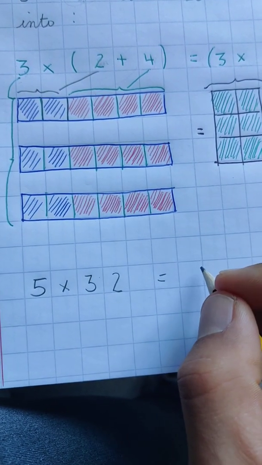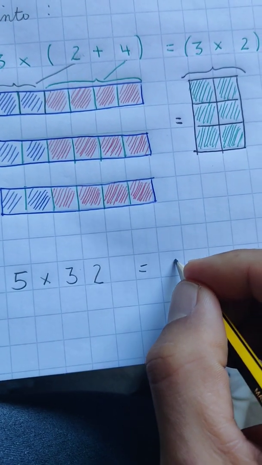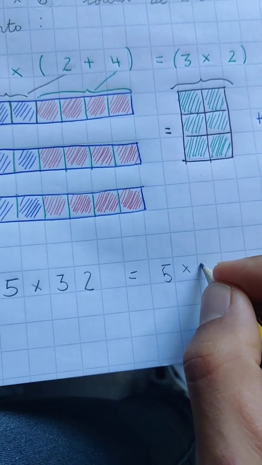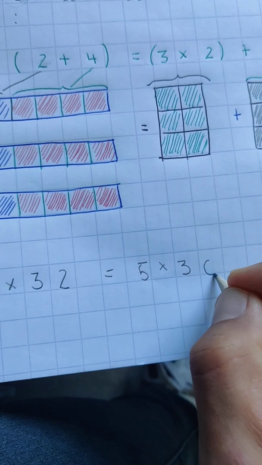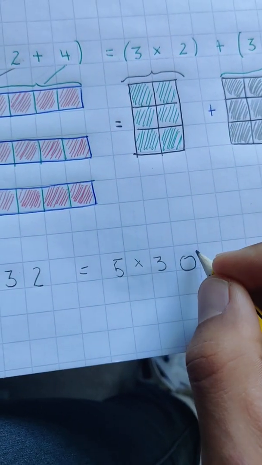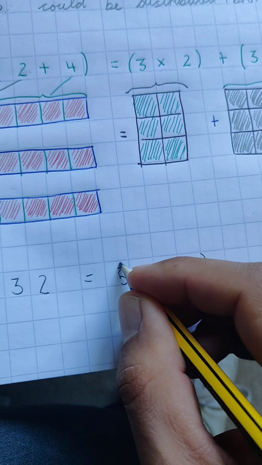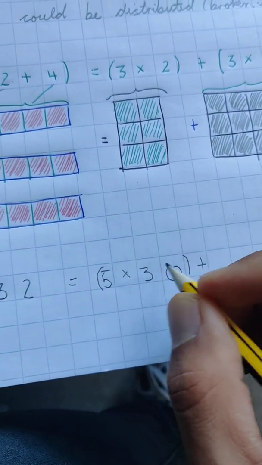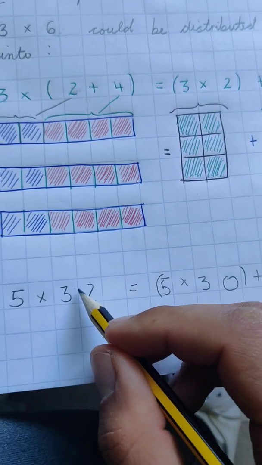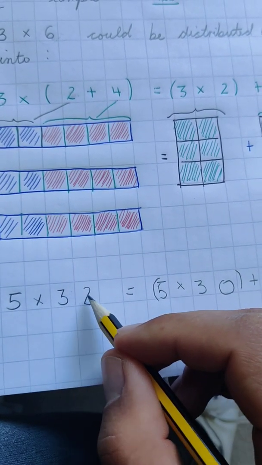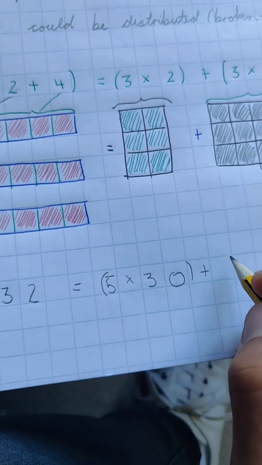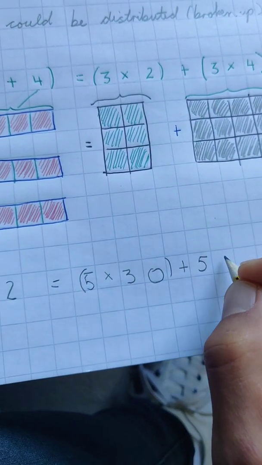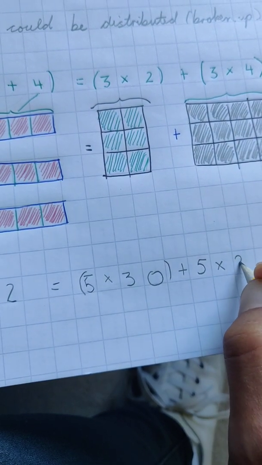So that is equal to 5 times 30, and I'm going to put it in brackets here because I'm going to do this one first, and then I'm going to add again. So I've partitioned 32 into 30 and 2. So then I have to add 5 times 2.